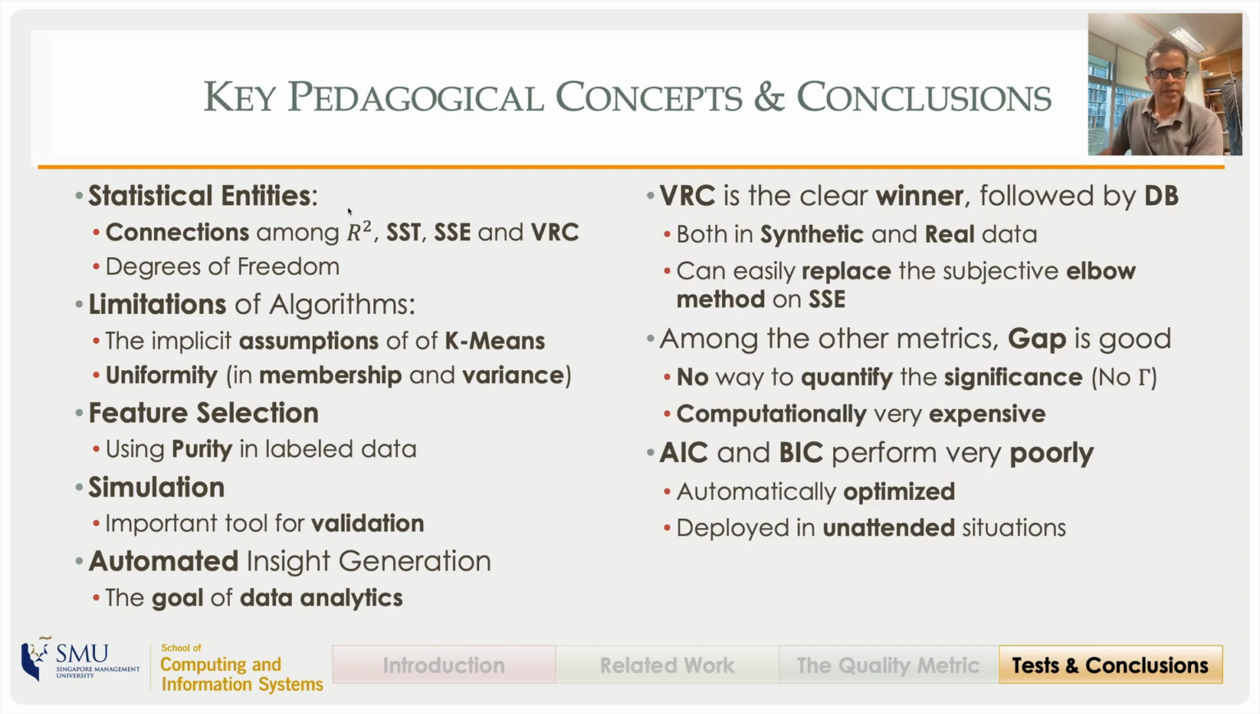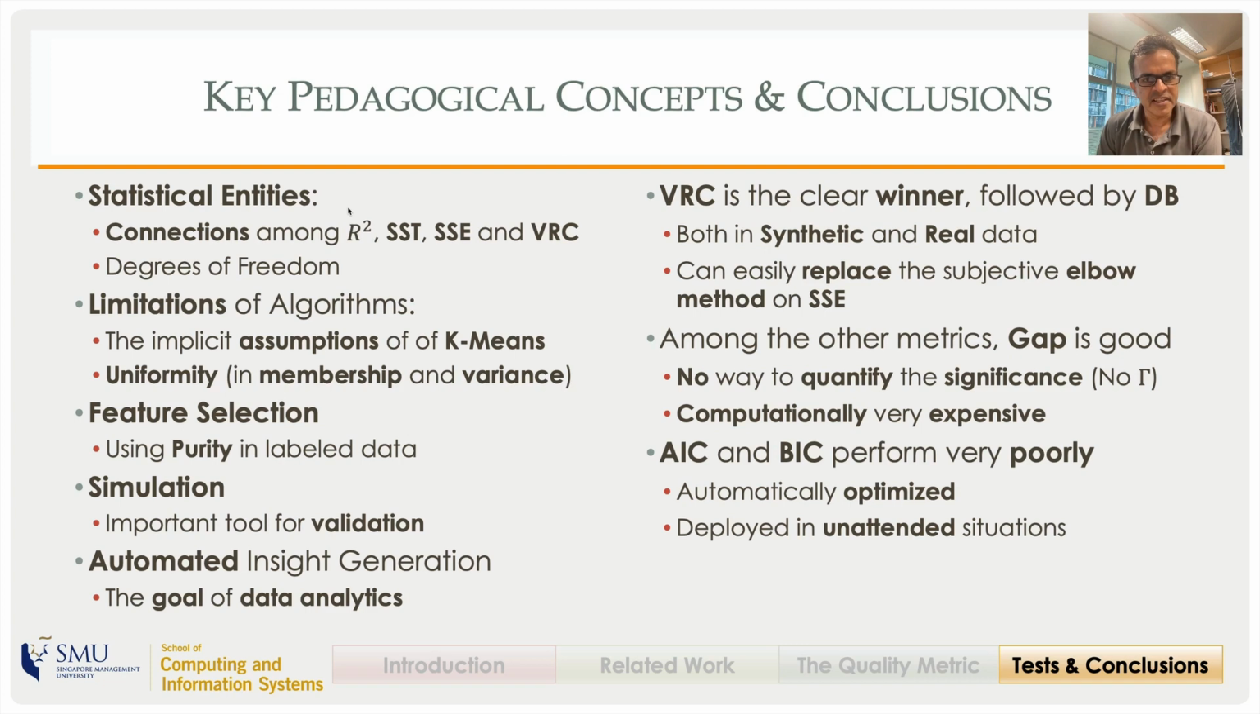To wrap it up, VRC is a clear winner, followed closely by Davies-Bouldin. So VRC wins out both in the synthetic data and real data, and it can easily replace the subjective elbow method. Among the other metrics, GAP seems to be fairly good, but it is computationally very expensive, and there is no way to quantify the significance. We cannot compute gamma because it doesn't determine the right number of clusters using a maximum or a minimum.